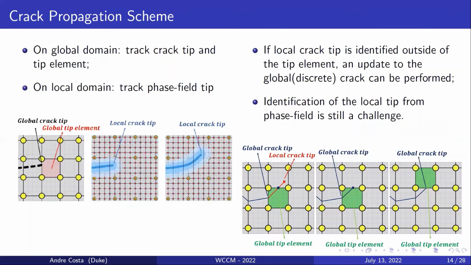For the propagation scheme, we track three geometric entities and their relative positions tell us how to propagate the discrete crack. On the global domain, we track the position of the crack tip and the tip element, which is the element right in front of the crack tip as shown in the figure on the left. In the local domain, we track the phase field crack tip. While this local tip is inside the global tip element, we simply don't have the resolution to modify our global crack geometry. However, as soon as it moves outside of it, we can do a propagation update as described in the figure on the right.